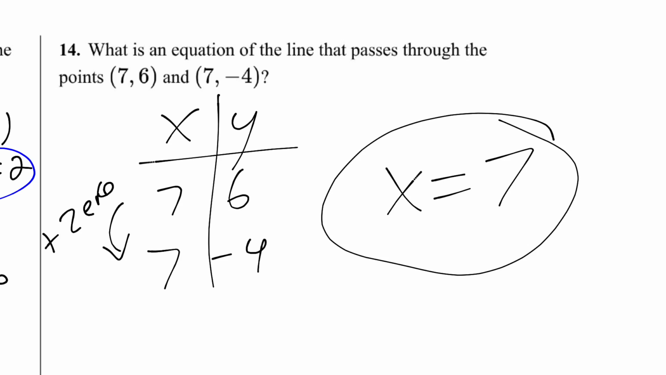These are the exceptions for vertical and horizontal lines. They look different. They're not y equals mx plus b. And that's how you spot them. In the slope, you'll see a 0.